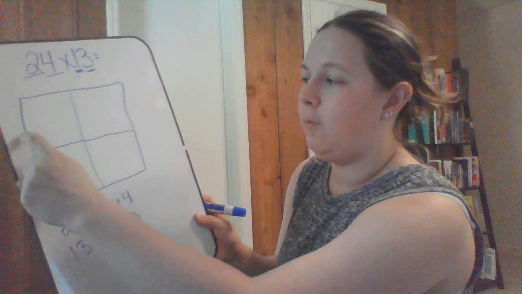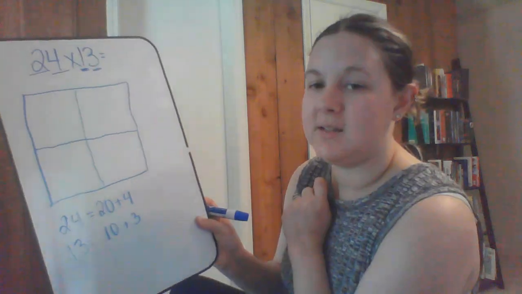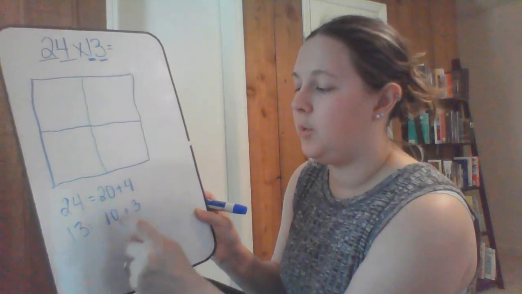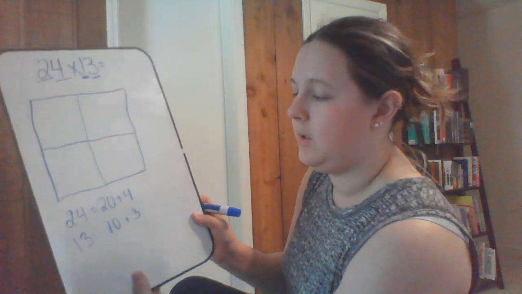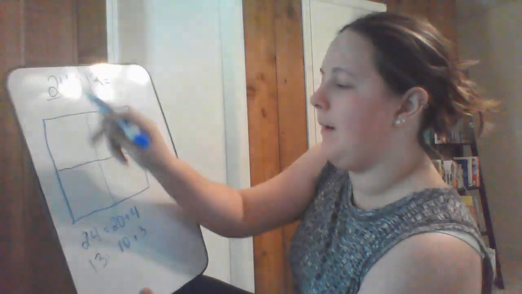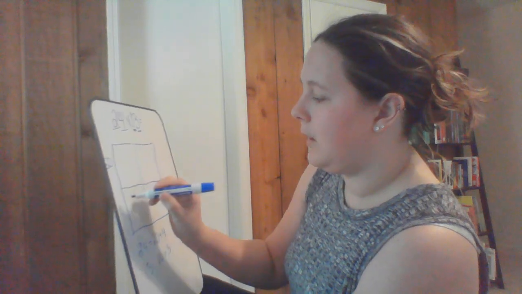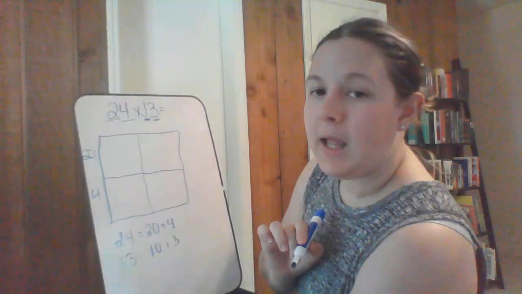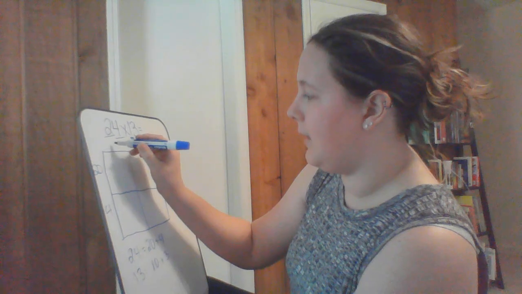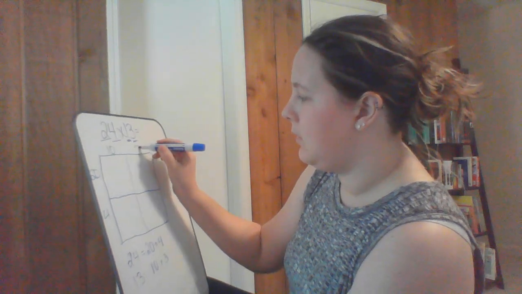Now, if you notice, we have 1, 2, 3, 4 places to label. We now have 1, 2, 3, 4 labels. So we're going to go on the vertical side. We're going to have 20 and 4. And on the horizontal side, we're going to have 10 and 3.